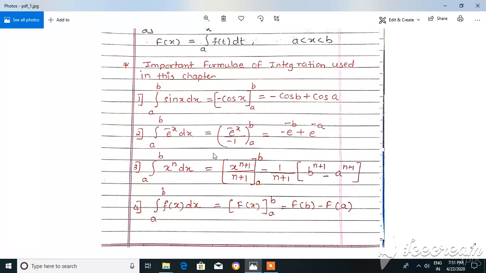Similarly, this is an important integration: the integration of x raised to n dx equals x raised to n plus 1 upon n plus 1. This 1 upon n plus 1 is a constant, so I considered it outside the bracket. Then we take the upper limit minus the lower limit. And lastly, if I want the integration of f(x) dx, let us call this capital F(x), it can be considered as the upper limit minus the lower limit, F(b) minus F(a). I hope you understood this first introduction of PDF.